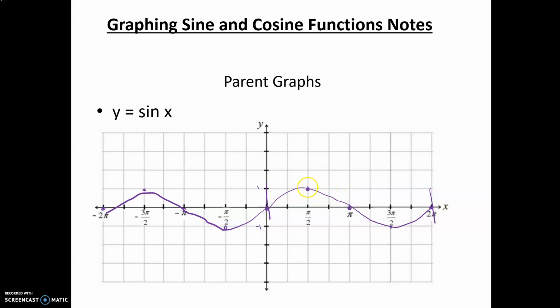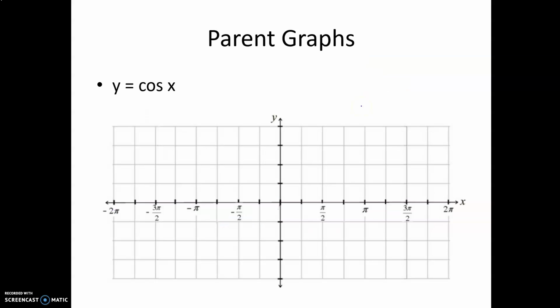We're going to talk about amplitude. So here, this is our line that divides our graph. From here, you go up as high as 1. So our amplitude would be 1. Your amplitude is 1 for your basic sine parent graph. So again, when you hear sine, I want you to have that basic graph in mind. There's your one period of that function. All right, let's do cosine.